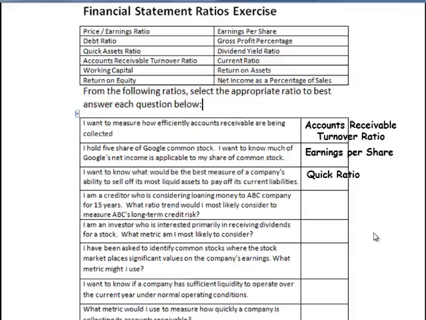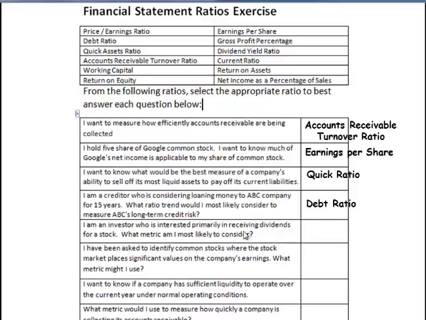Okay, I am a creditor who's considering loaning money to ABC Company for 15 years, in other words, in the long term. What ratio trend, being a creditor, would I most likely consider to measure ABC's long-term credit risk? Remember we talked about the debt ratio, and that's the answer, debt ratio. And what that means is, as my debt ratio goes up as a percentage of assets, there's a chance if I have a business downturn I won't be able to pay my debts. So the debt ratio is a good measure of long-term liquidity.